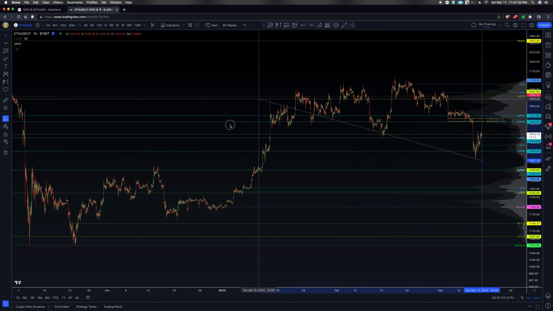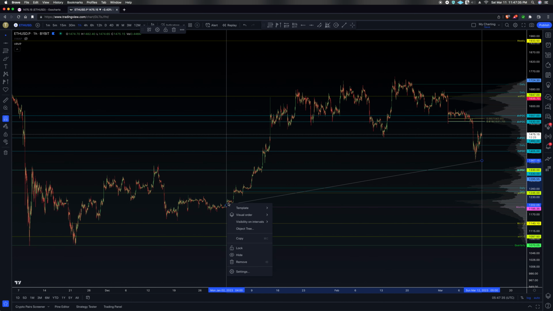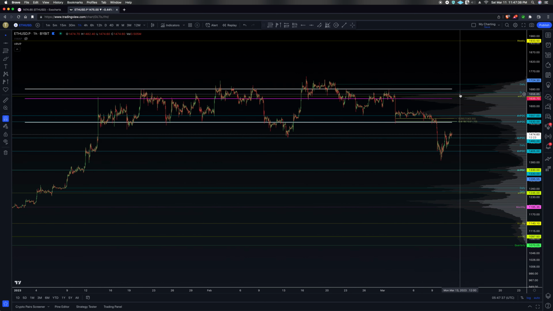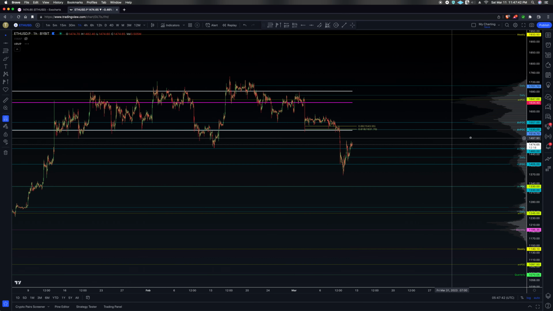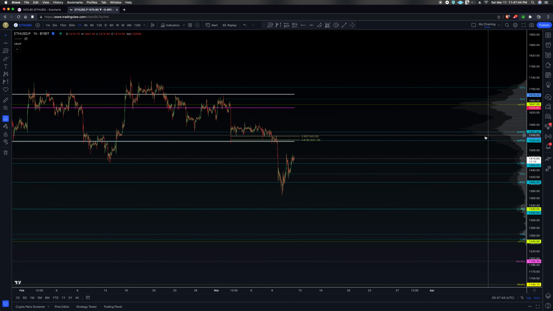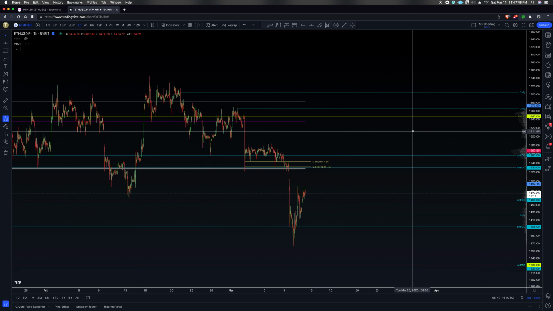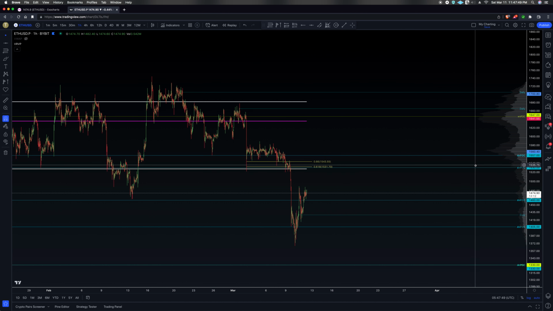Let's go ahead and get this much larger range, about here where it starts forming. Okay, there we are. Very nice. The value area low of this range. You can see this little bit of volume node right here, if we kind of zoom in a little bit, at the bottom of this.